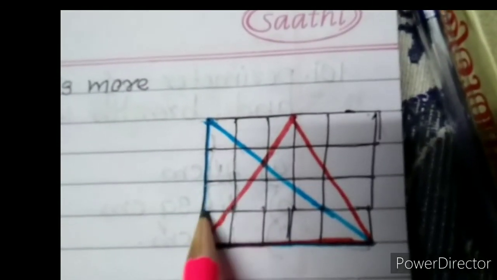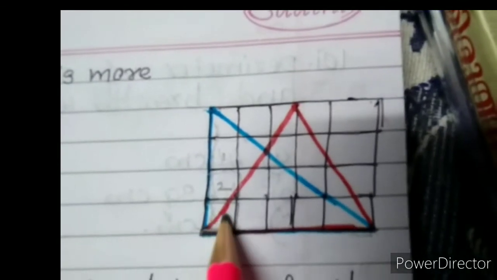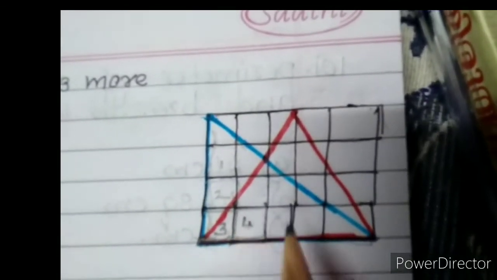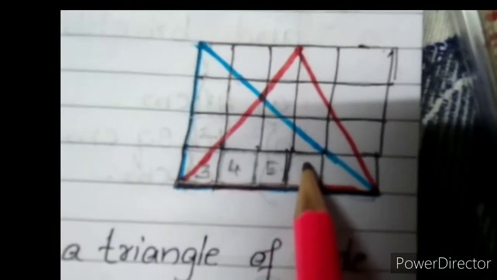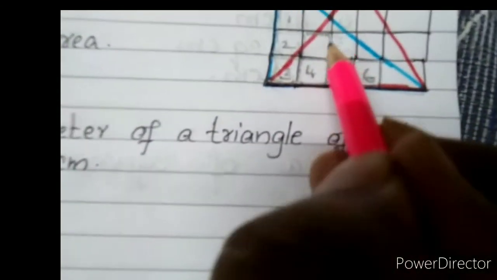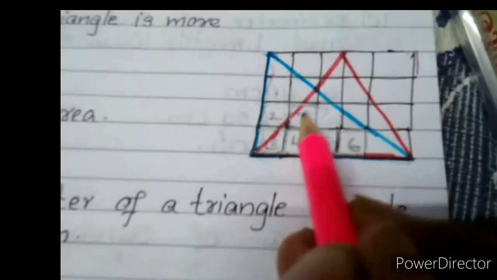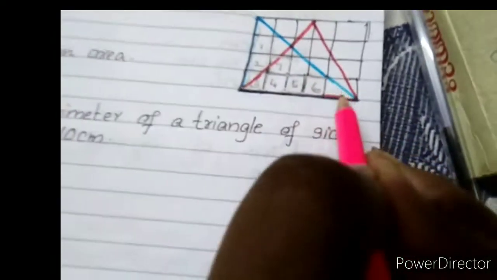1, 2, 3, 4, 5, 6, 7 full squares. Then this one and this one are halves. 8, 9, and these two halves make 10. The area of blue is 10 square centimeter.